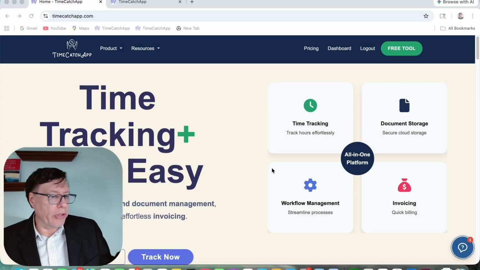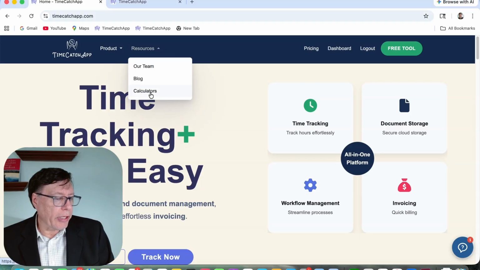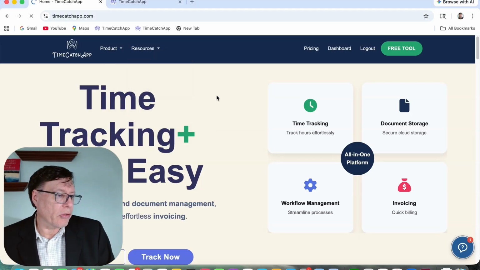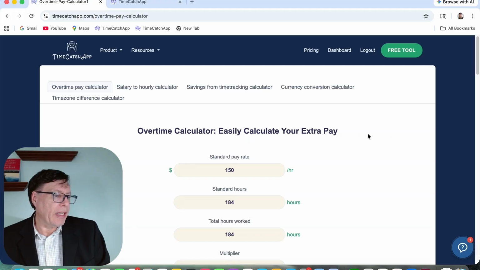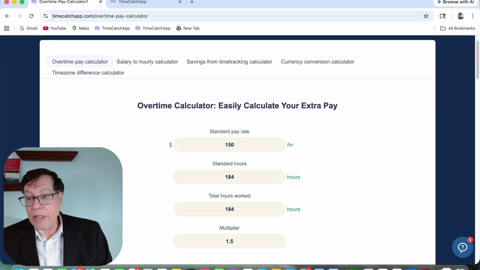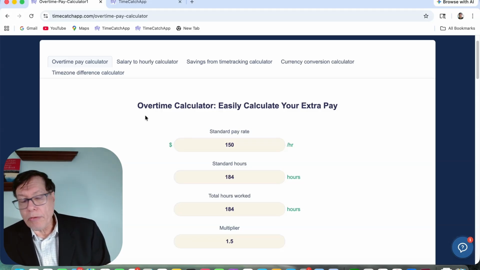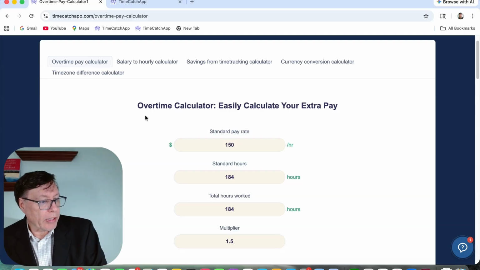So if you come here to the Time Catch App webpage, you go to resources and you got the calculators. You also go to the blog where we also have some discussion of this. But let's go to the calculators, and you see you have a number of calculators that may make your life easier. Certainly when you're working on it, you can just go right to these to get information you want. I just want to point out some of them before we jump into the salary to hourly calculator.